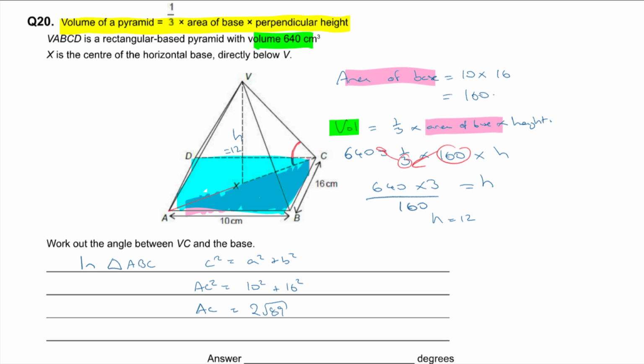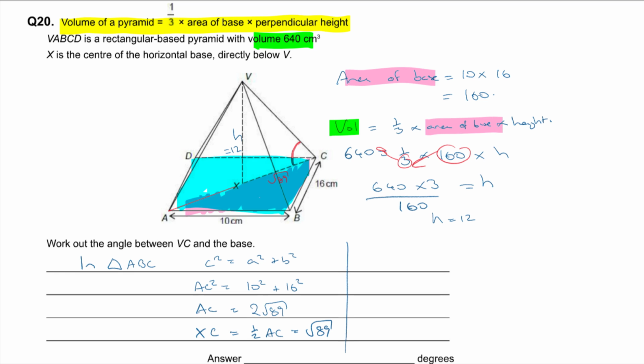But I don't want AC, do I? I want XC, and that's half AC, isn't it? So XC is going to be half AC. So that's just going to be root 89. Okay, so now I know this side here is root 89, from X to C, and then I've got a height of 12. I can use trig in that triangle now, can't I?